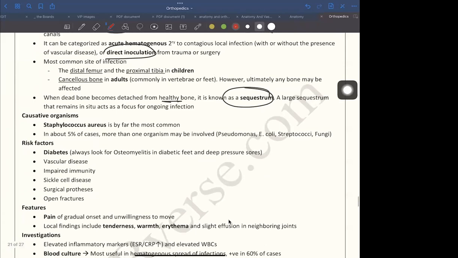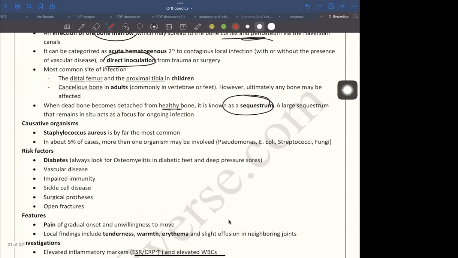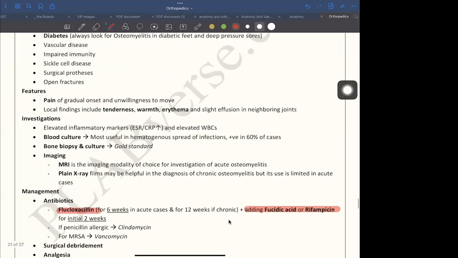The risk factors: patients who are at higher risk of getting infection, immunocompromised patients, HIV patients, surgical patients, patients with open fractures, diabetics, vascular injury or vascular disease, or impaired immunity, like we mentioned, like AIDS patients, and also sickle cell disease. Investigations: it's a septic patient, so get all the bloods done with all the blood cultures.